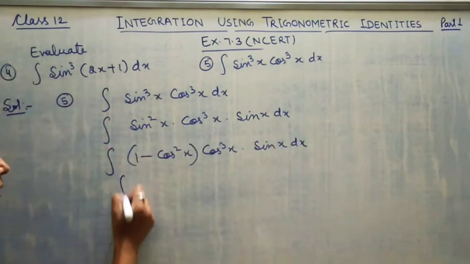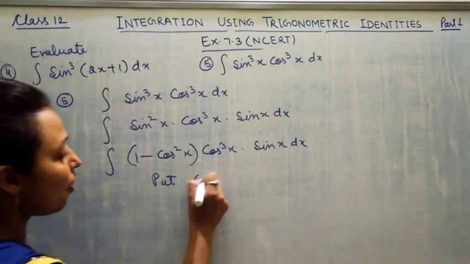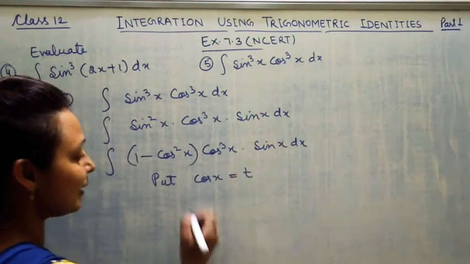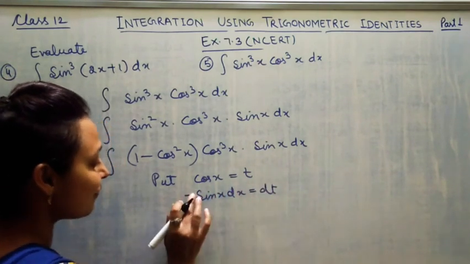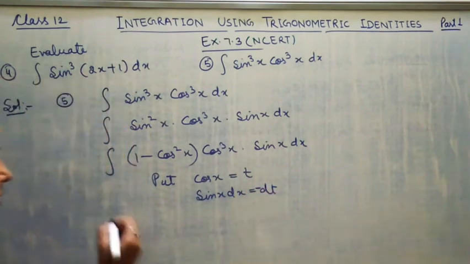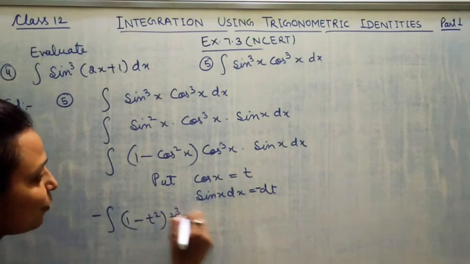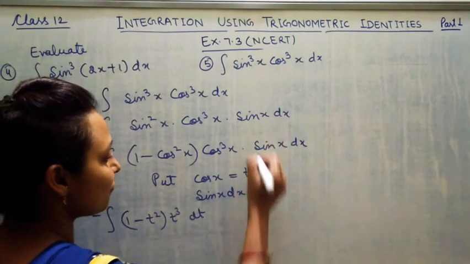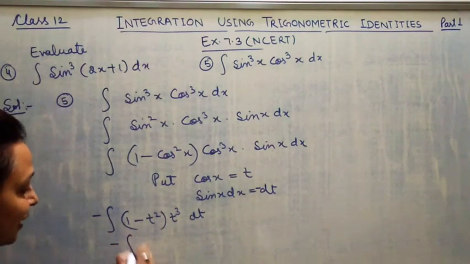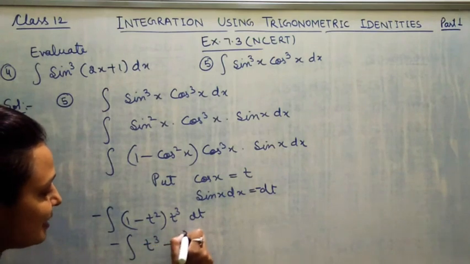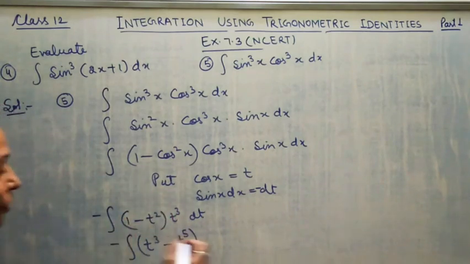Okay, now I will multiply this. Before multiplying, I will put the value cos x equals t, and the formula is sin x dx equals dt. So I will take this negative sign on the right hand side. It is minus (1 minus t square) and this is t cube dt, because both of these equal negative t dt. So I will take negative as a common factor. Negative t cube minus t square, t, that is t raised to power 5. This is t cube dt.